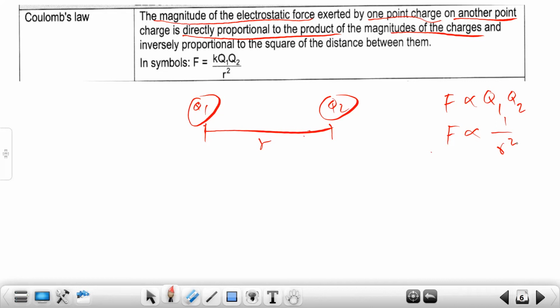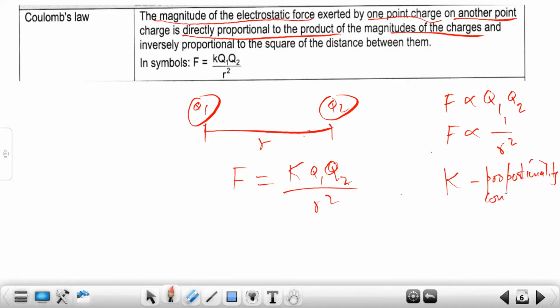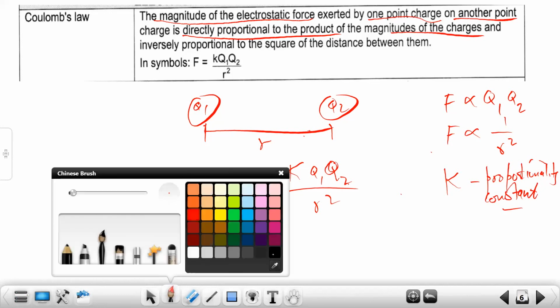So the general formula for Coulomb's law is basically F equals K Q1 Q2 over r squared. But now where does K come from? K is what we call the proportionality constant. So the proportionality constant, or this K for that matter, basically normalizes this lot of English that is being said here.